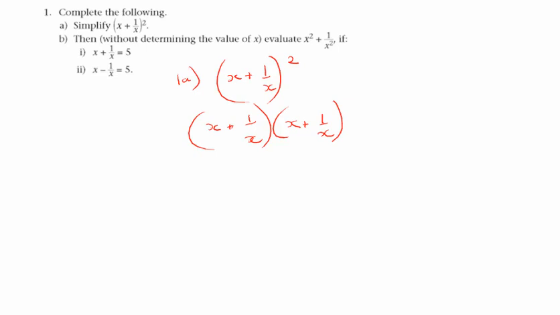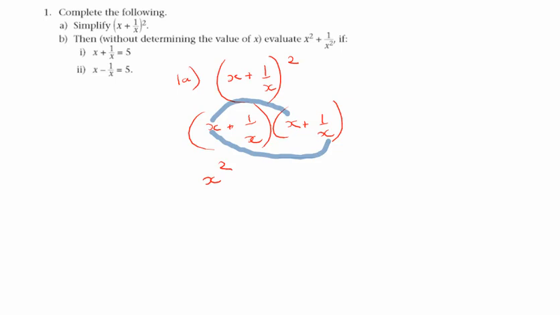Written out the bracket twice, that times that. And then you would use FOIL. Okay, first would give us x squared. Then we'd use outside: x times 1 over x. That got some people last time. X times 1 over x is just 1.